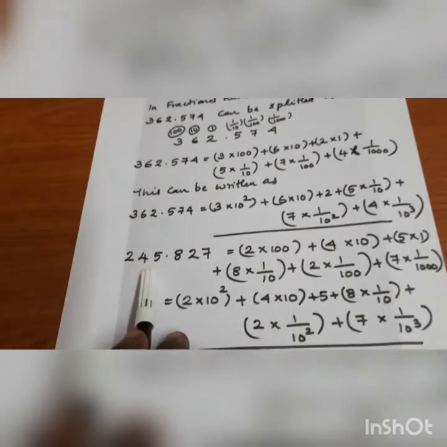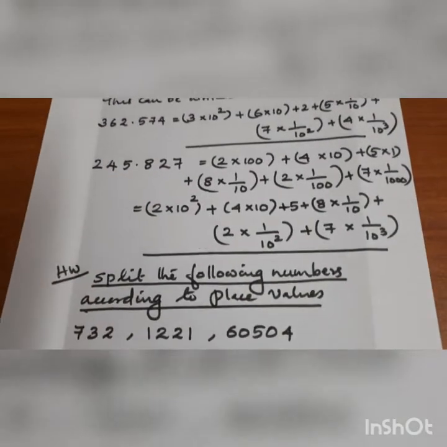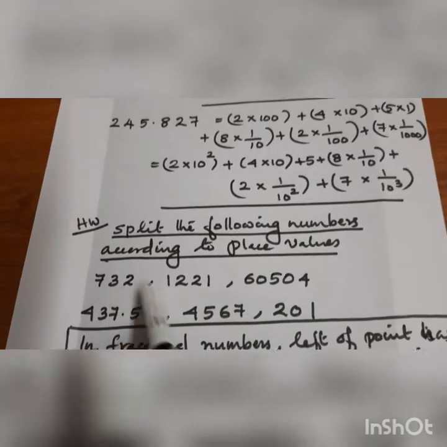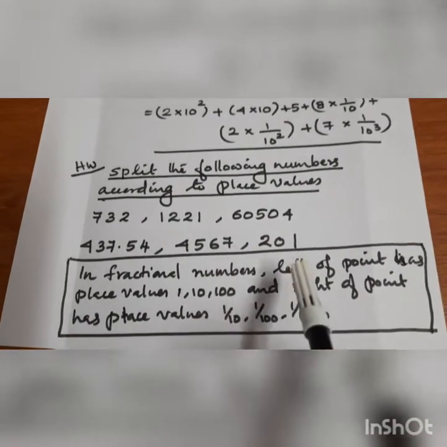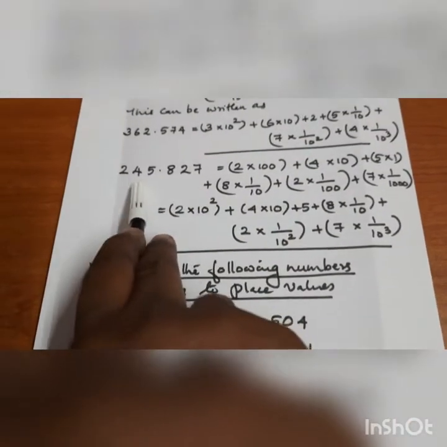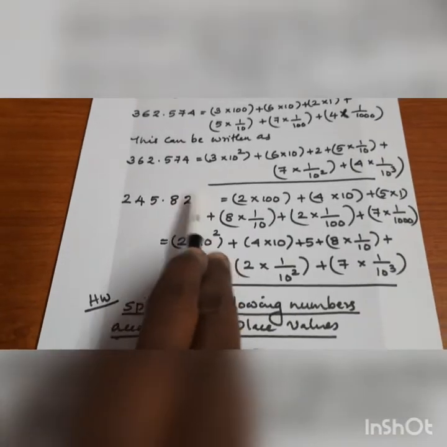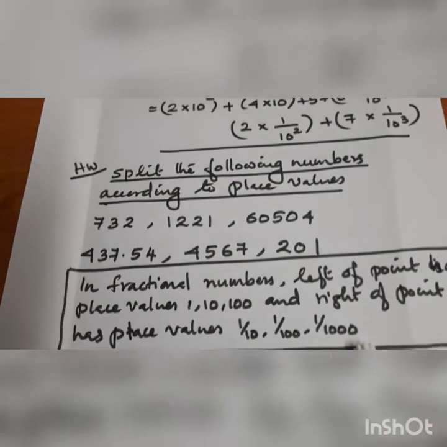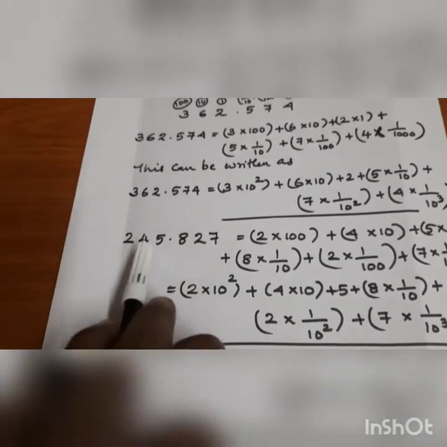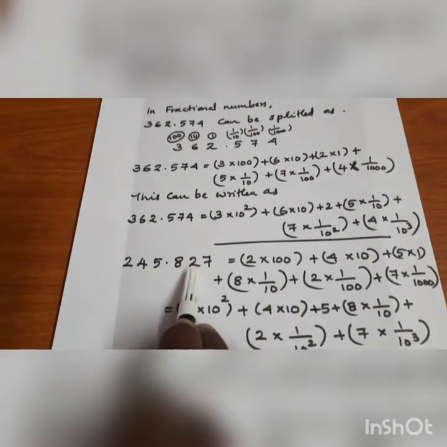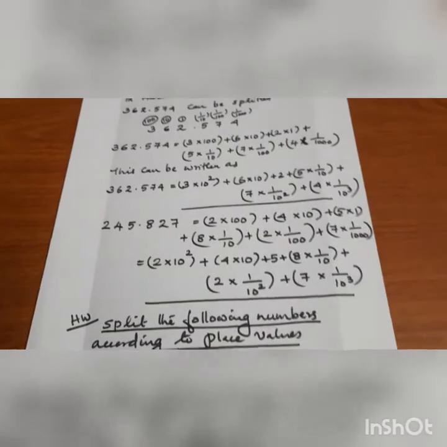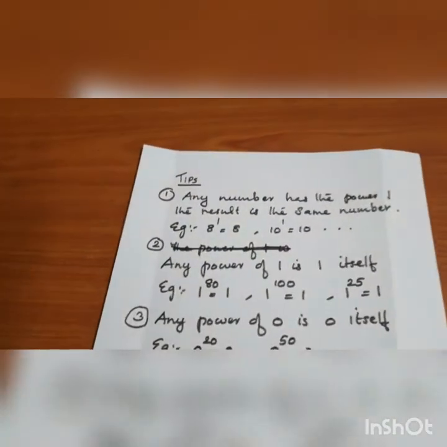Like that, split 45.827. Then split the following: 732, 1221. In fractional numbers, to the left of the point are ones, tens and hundreds, and to the right of the point are 1 by 10, 1 by 100 and 1 by 1000. You must understand that. In a fractional number, from the left of the point, ones, tens, hundreds, thousands and so on, and to the right of the point, 1 by 10, 1 by 100, 1 by 1000, etc.